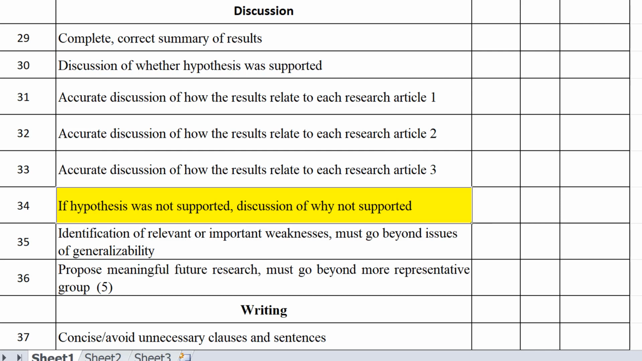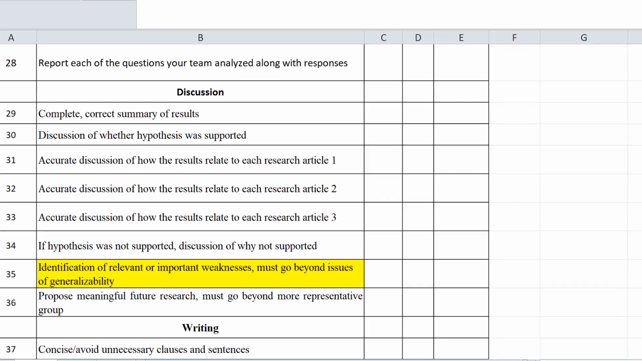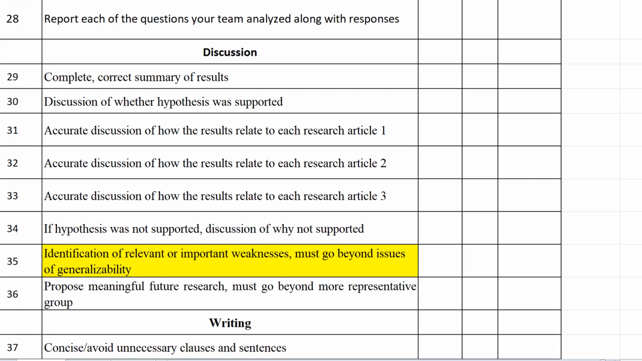The next thing to evaluate is whether the author identified relevant and important weaknesses in the study. Now clearly, the study conducted in this class has very limited generalizability. We can't generalize from this convenient sample of Hope students and Friends of Hope students to any type of general population, and that's obvious.